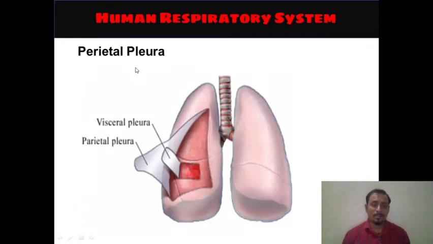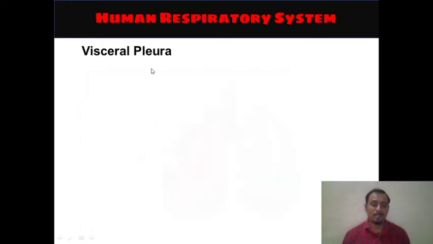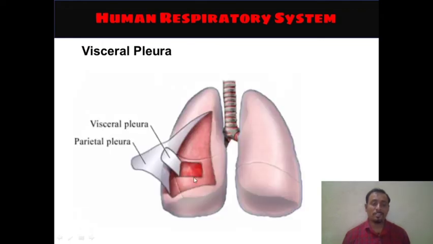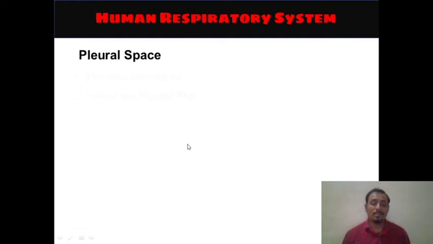Let's see about the parietal pleura. What is this parietal pleura? Parietal pleura is the outer layer of the covering of the lungs. And let's see next, the visceral pleura. Visceral pleura is the inner layer of the lungs. Let's see about the pleural space.